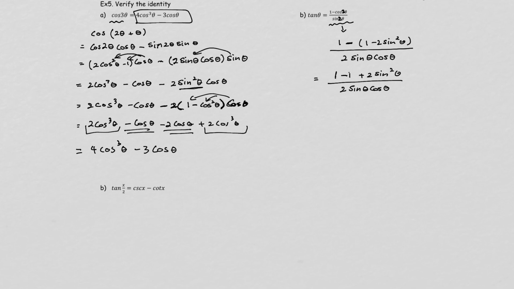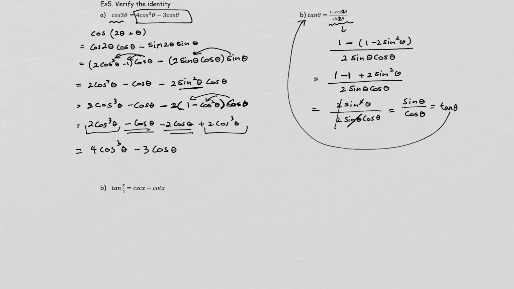And this 1 minus 1, they cancel out, right? So you only have 2 sine squared theta over 2 sine theta times cosine theta. 2 over 2 cancel out. This 1 sine theta will get rid of one of the sine theta on the numerator. So then you only have sine theta over cosine theta remaining. And we know that's tangent theta, right? Which is the other side.